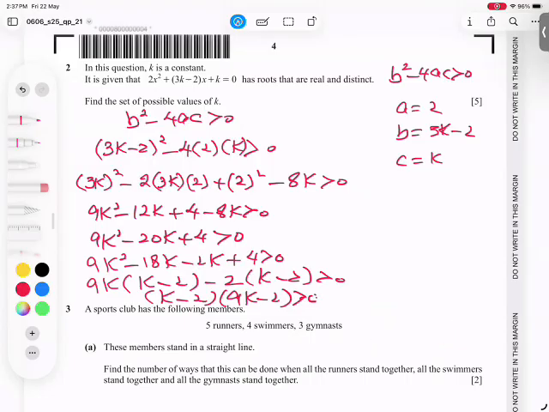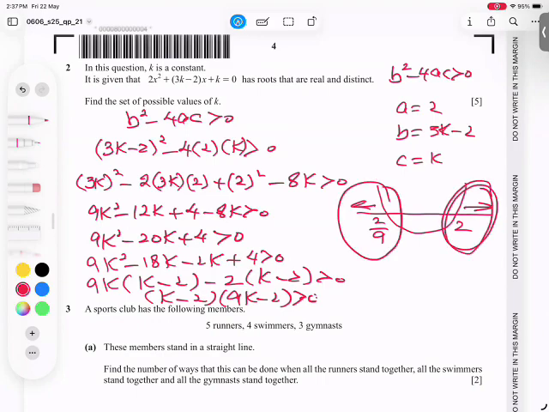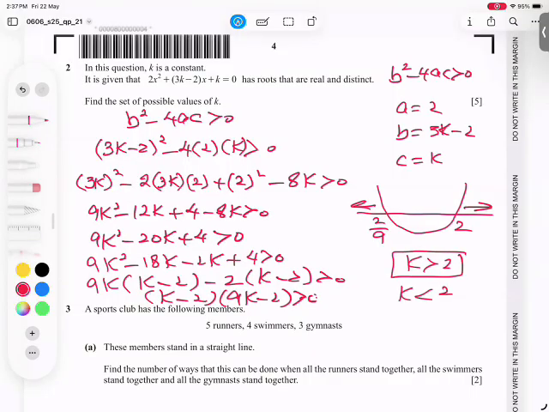So I think this part is clear, students. When I set this to 0, I get the answers 2 and 2 over 9. I will make a rough bell shape, and more than 0 means outside. So I'm getting 2 positive and 2 over 9 here. Because the inequality says more than 0, we go for more than 2 and less than 2 by 9. So the answers are k is more than 2, and k is less than 2 by 9. I think the point is very clear, and question number 2 is done.